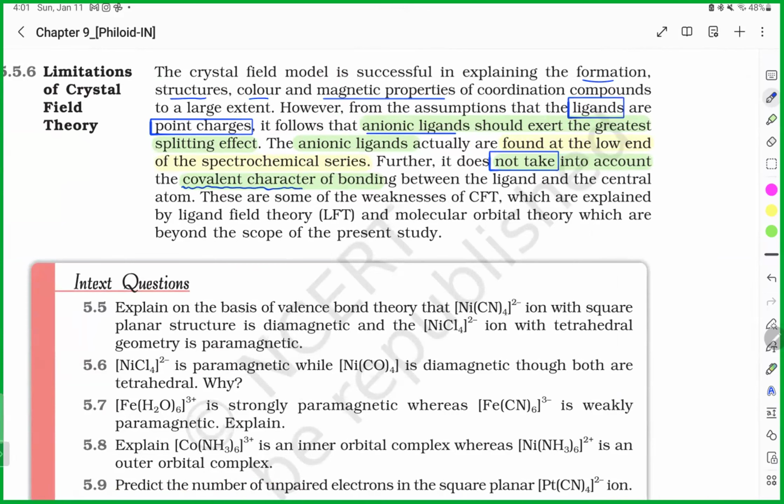Correct? And in the higher class, in graduation, you have LFT, ligand field theory. Molecular orbital theory we have in the 11th class, MOT, molecular orbital theory, which shows how small molecules behave. But you will feel that MOT is mainly for small molecules, O2, N2, CN negative, like this. For bigger structures, it is not eligible.